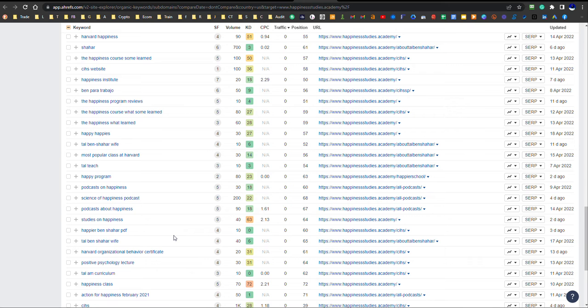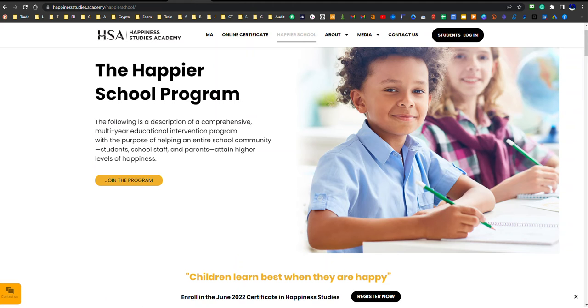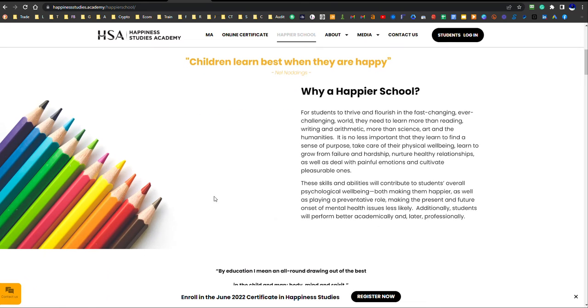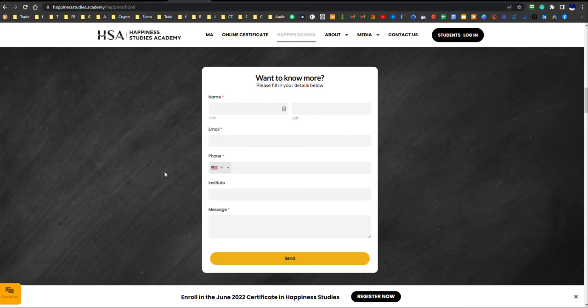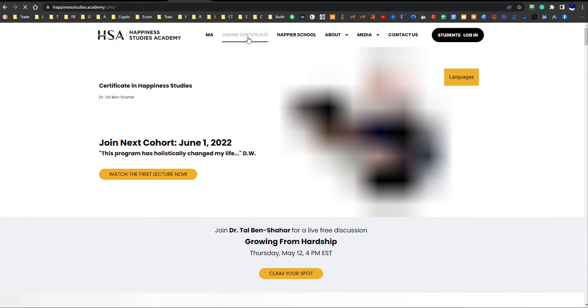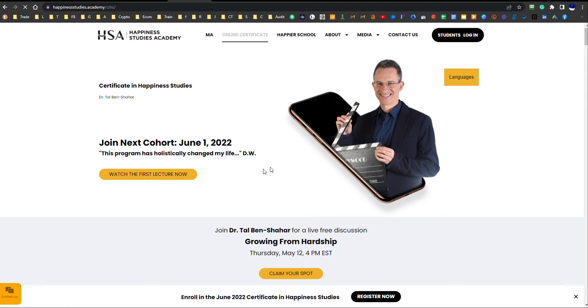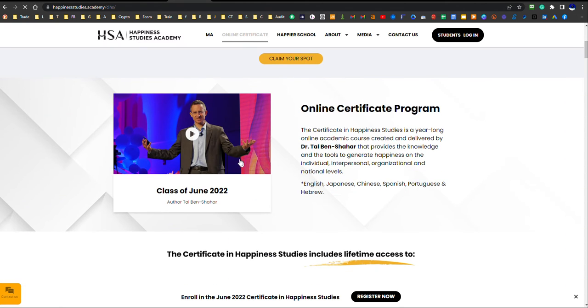And this is where looking at your competitors would also play a big factor. So the Happier School program. So would this be for children, or would this be for children are the best way to be happy? Okay, so that's great. And then this certificate, I would guess this would be for the adults. So those would be the things that I would have to ask you.